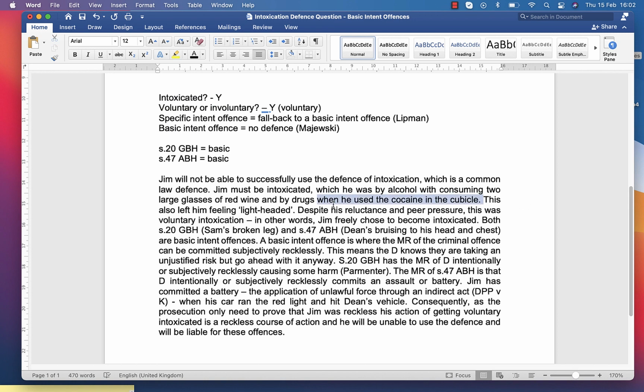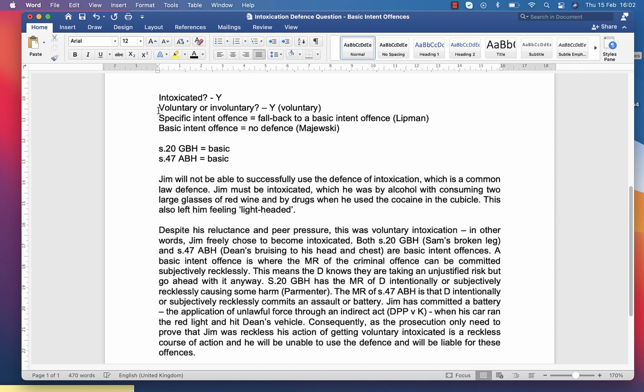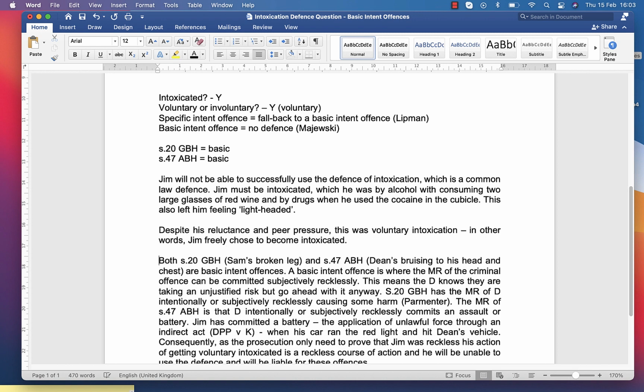I also felt like putting there for my application and analysis that the scenario also mentions it left him feeling lightheaded. So I put that in there too. Now, I've done this all as one paragraph, but I separate it just for a moment. The next part is I want to say whether it was done voluntarily or involuntarily. And I put here, despite his reluctance and peer pressure, this was voluntary intoxication by Jim. He chose to become intoxicated. So that's really all I want to put for that. So let's separate that for a second.